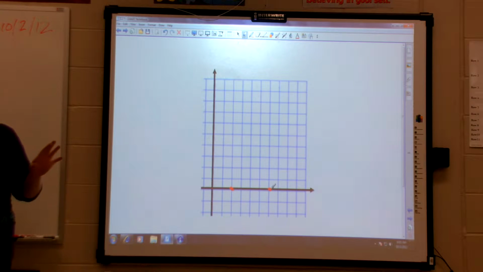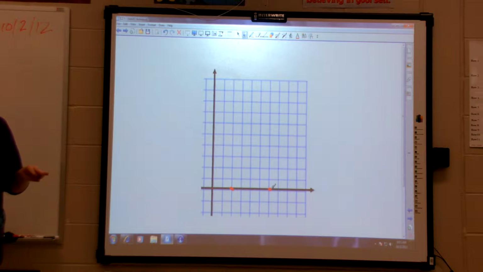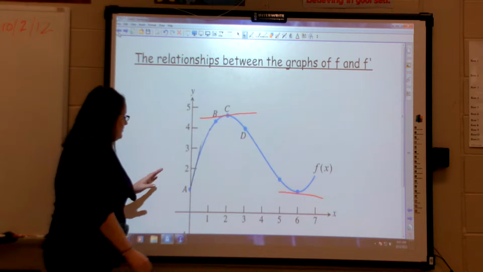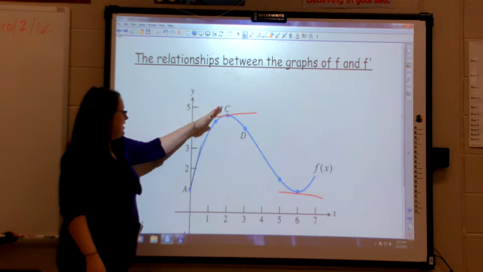The place to start is to first find the mins and maxes. You have 3 mins and maxes, so you're going to go through that x-axis 3 times. Okay? Now, before I get to 2, what do all these tangent lines have in common?